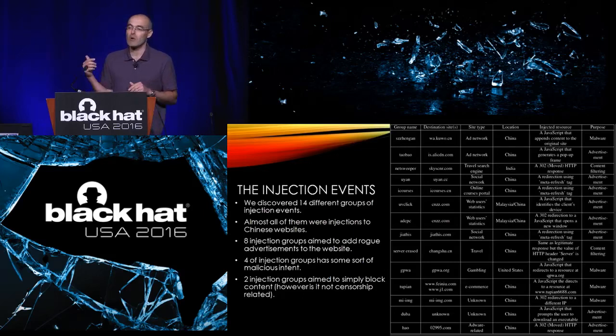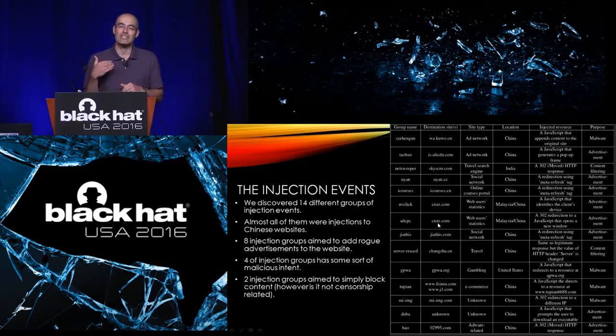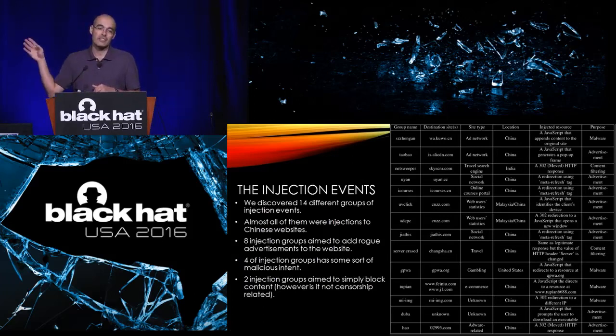And this is the big table that summarizes all or most of the injections we have found. We partitioned the injections into 14 groups based on the injected resource. Here in the table you can see the name of the group we've given, the destination site, meaning the site that was injected to, the site whose content was altered, and the location of the site. And here you can see that the majority of the sites reside within China, and this gives you the first clue that the entities that inject the traffic and do the TCP injection are actually Chinese injectors.